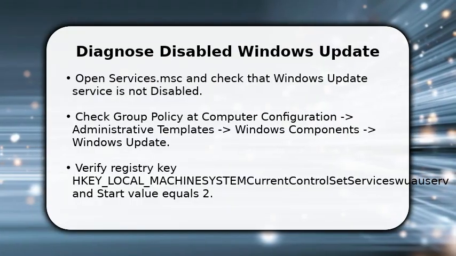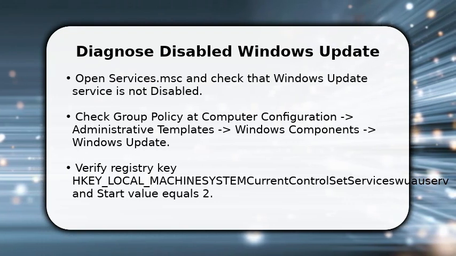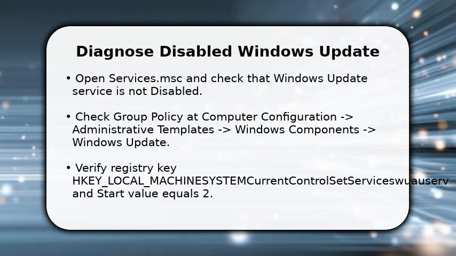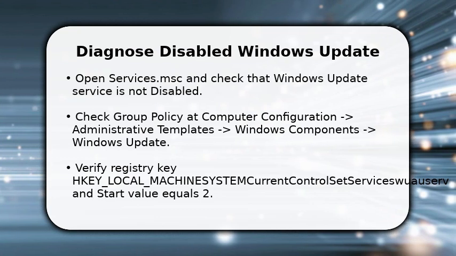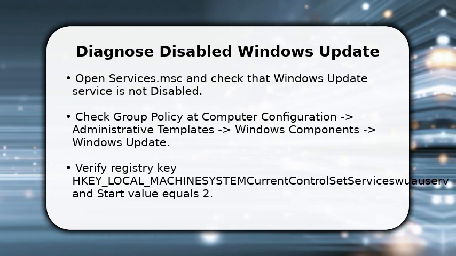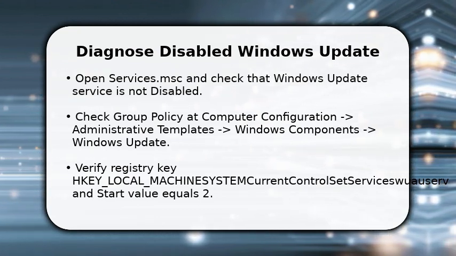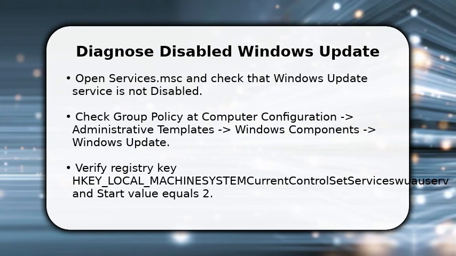Start by diagnosing why Windows Update is disabled on your PC. Open Services.msc and locate the Windows Update service. Confirm the service startup type and state. Its start value should be set to 2 for automatic.